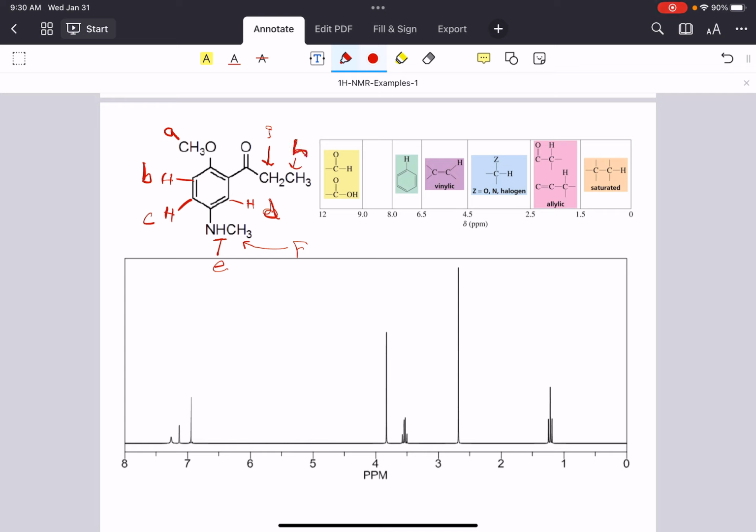All right, so if we look at this series of signals, we need to start thinking about what we would expect in terms of their splitting and maybe also their chemical shift. So if I look at A, signal A should integrate to 3 hydrogens. It has no hydrogen neighbors on the oxygen, so I would expect that to appear as a singlet.